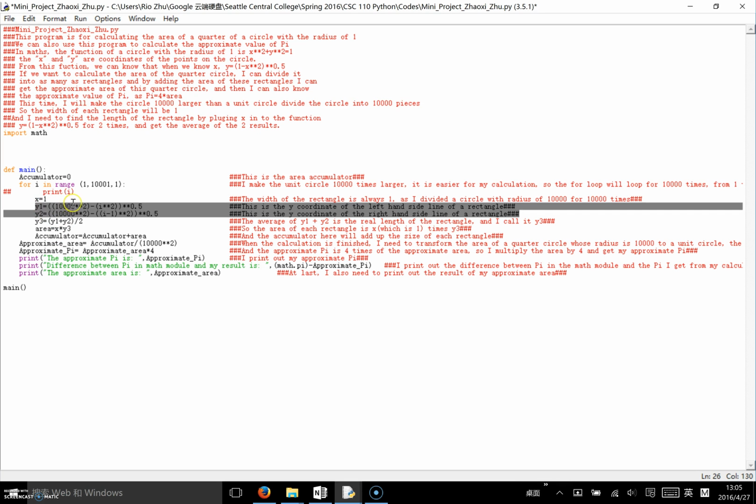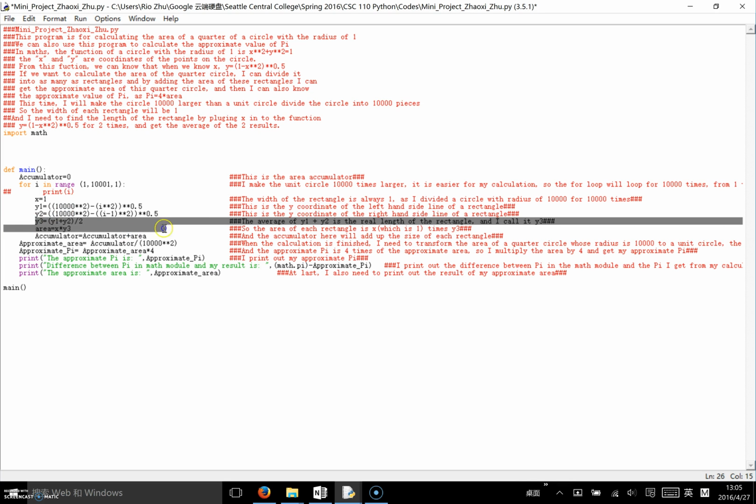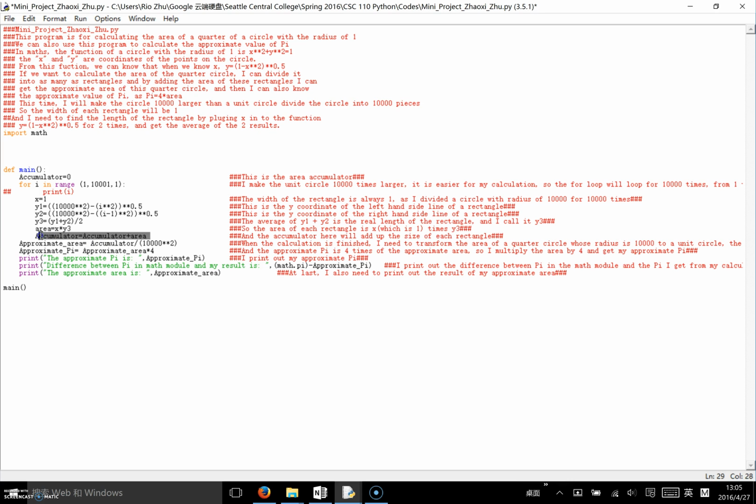I will plug the x value into each function, and I get y1 and y2. And then y3 is the real length of the rectangle, and it's the average of y1 and y2. So the area of each rectangle is x multiplied by y3, and each time I get the area of that rectangle, I will add it up in my accumulator right here.